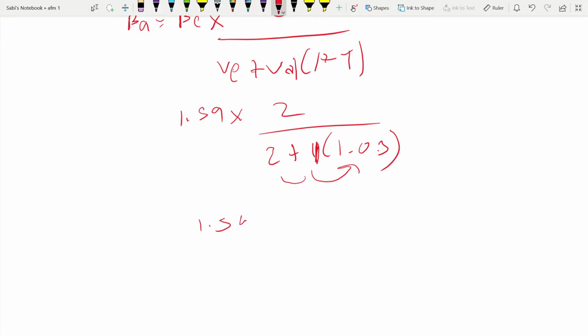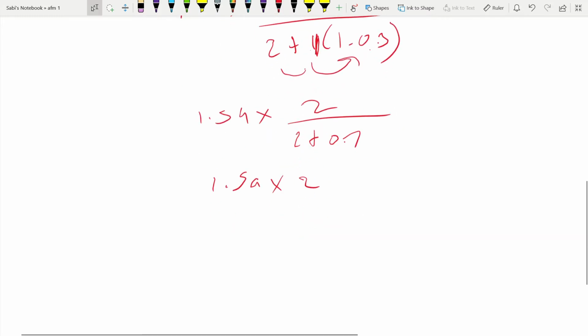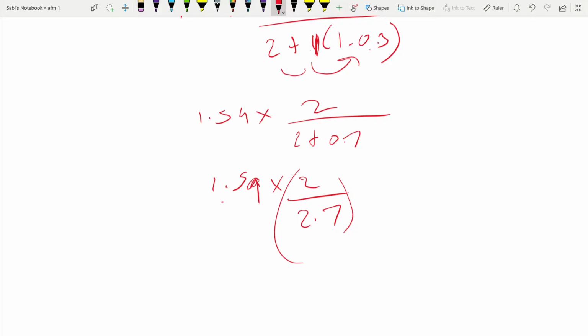So 1.59 you keep it here, and 1 into 0.7. So it will be 2 plus 0.7, because 1 minus 0.3 is 0.7, and 1 into 0.7 is 0.7. So it will be 1.59 into 2 divided by 2.7. Now things will be easier. It does not matter whether you first do 1.59 into 2 and then divide by 2.7, or first do the division and then multiply. Division and multiplication, you can do in any order.